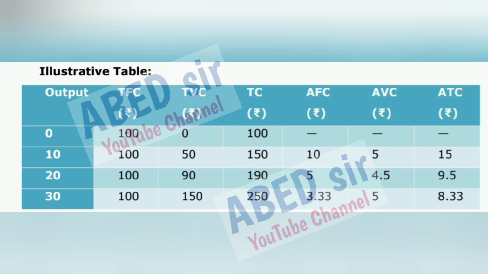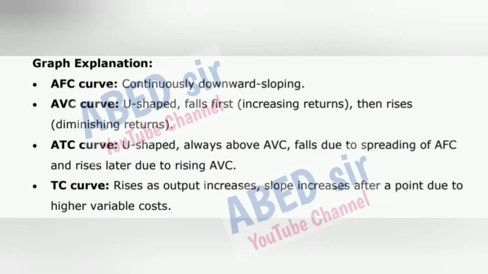Illustrative table: Output, TFC, TVC, TC, AFC, AVC, ATC. 0, 100, 0, 100. 10, 100, 50, 150, 10, 5, 15. 20, 100, 90, 190, 5, 4.5, 9.5. 30, 100, 150, 250, 3.33, 5, 8.33. Graph explanation: AFC curve, continuously downward sloping.